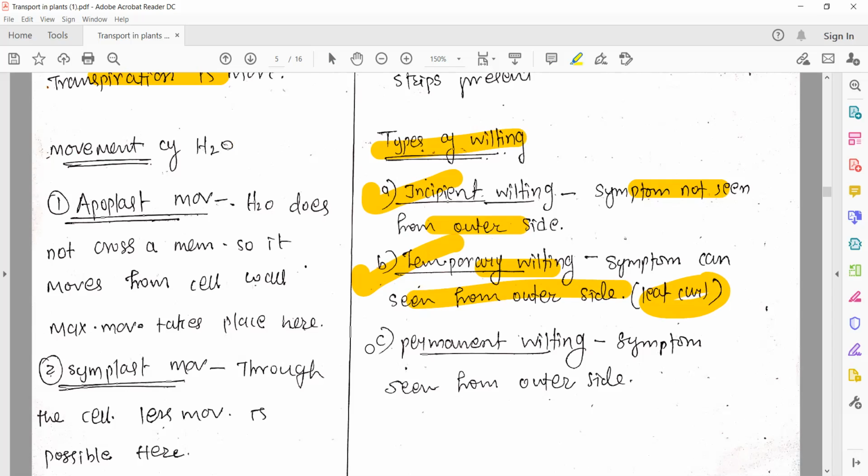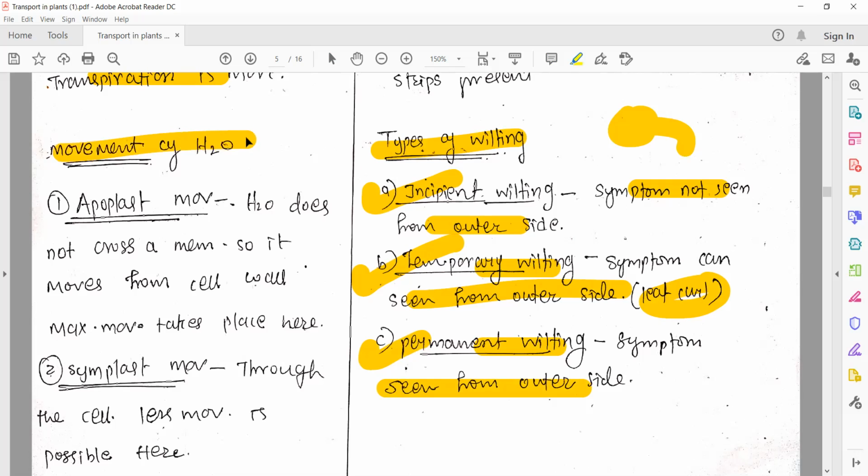Next, permanent wilting. Symptoms can be seen again from the outside, but here if you add water to the soil, the plant is not going to use the water, because the plant's root system has also died. So that is the scenario. You have studied three types of wilting: incipient wilting, temporary wilting, and permanent wilting. Again, this is a very important topic for your chapter.